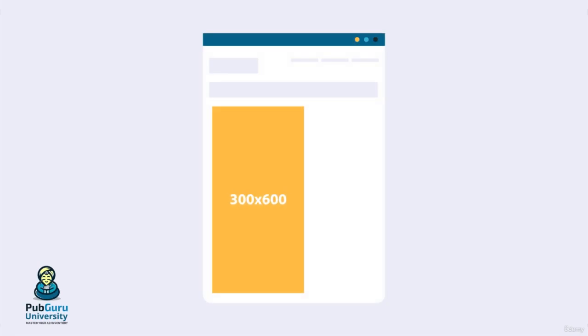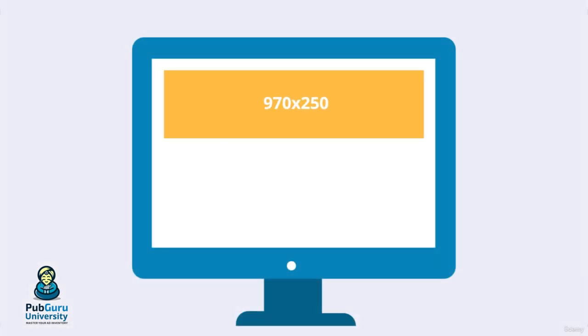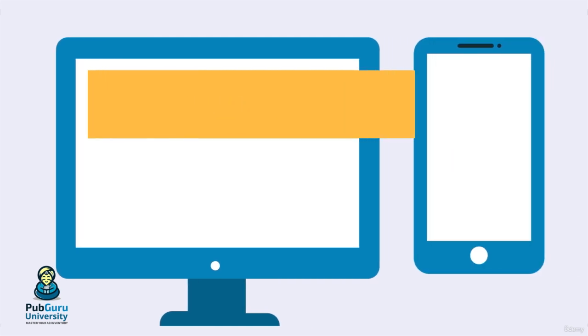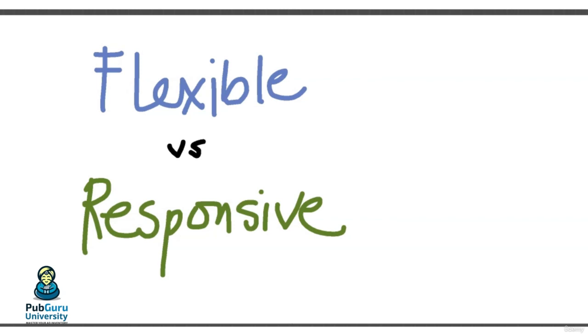Flexible sized ad means different sizes are eligible to serve in a specific ad unit. People usually confuse it with responsive ads because they have a lot of similarities. But we use the term responsive if we're referring to an ad that can adapt to different devices or different screen sizes. Flexible sized ad, on the other hand, refers to multiple sizes eligible to serve irrespective of the device or the screen size.